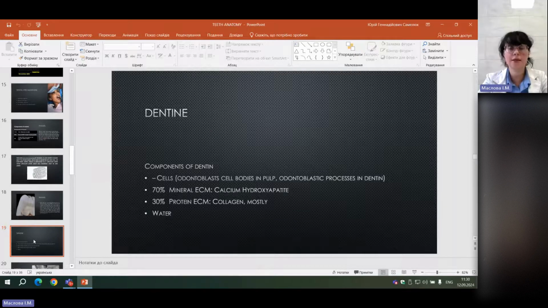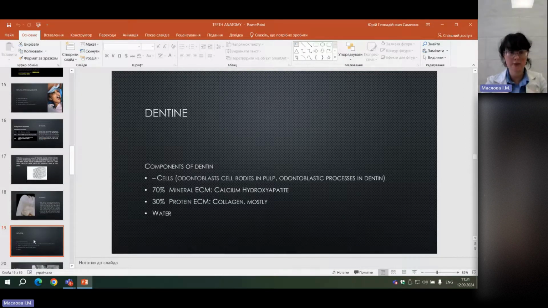In response to physiological and pathological stimuli, odontoblasts can upregulate their protein synthetic activity, and have the ability to regenerate and repair the dentine structures. Dentine is composed of cells. It is a cellular structure, with odontoblast cell bodies in the pulp and odontoblastic processes in the dentine. It is 70% mineral ECM, calcium hydroxyapatite, and 30% protein ECM.